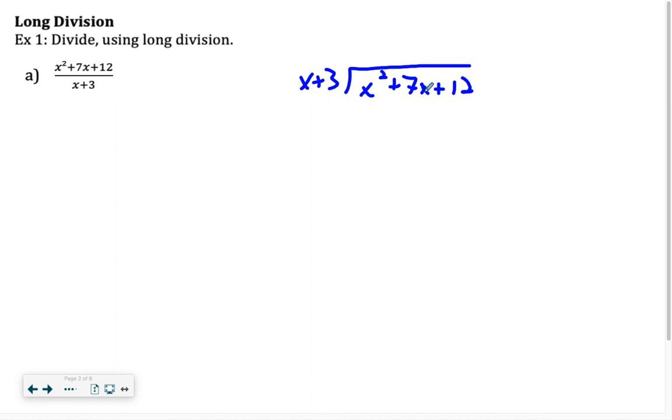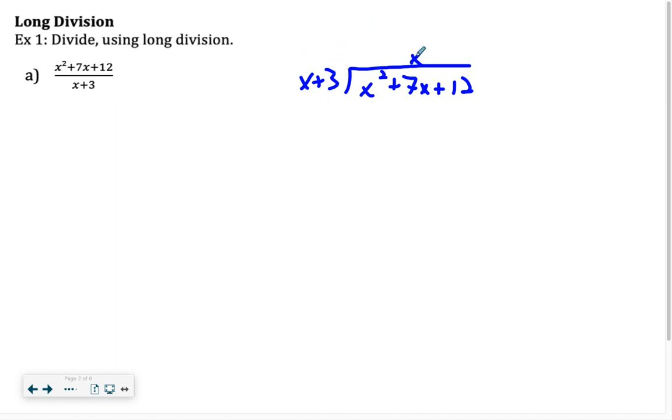So the process for dividing polynomials, I want to look at the first term in my divisor and see what I need to multiply that by to get the first term in the dividend. So x times what equals x squared? Well, x times x would be x squared. So that goes up here. Another way of thinking about that would just be to say, well, if I take this first term and divide it by this first term, what do I get? I get x, right?